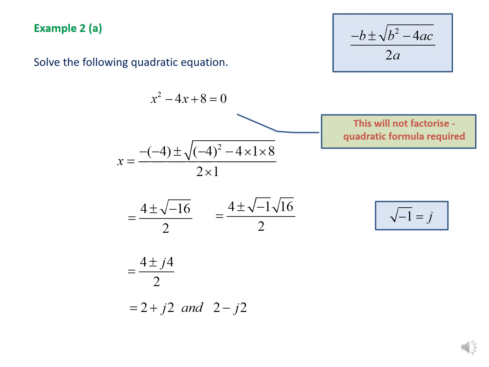This gives us a final answer. We have the square root of 16 is 4 and the square root of negative 1 is j, so we have 4 plus or minus j4 over 2. And if we tidy that up, simply dividing the top line by 2, our final answer consists of two solutions, and both are complex numbers consisting of a real and imaginary part. So the solution to this quadratic equation is 2 plus j2 and 2 minus j2.